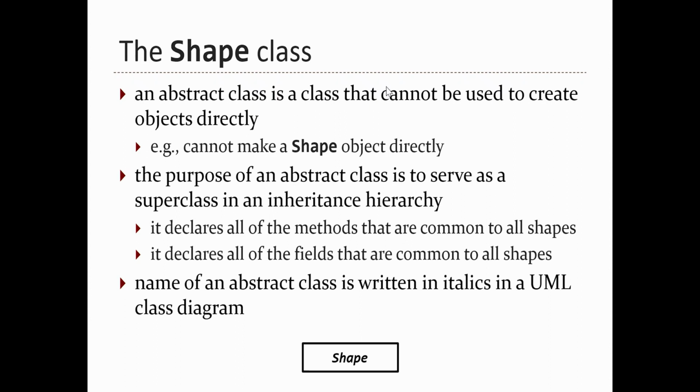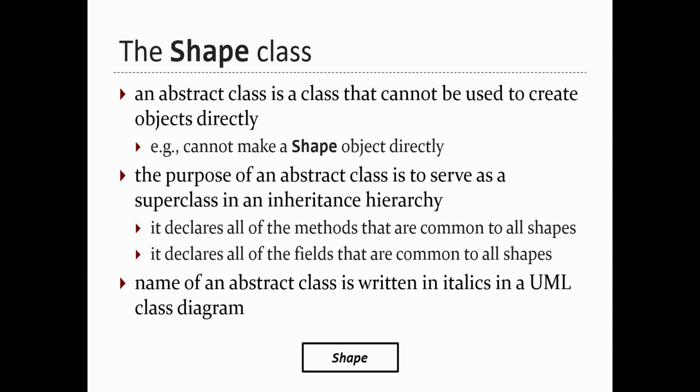An abstract class is a class that you can't use to make objects directly. I'm going to have a class called Shape, but other programmers cannot make Shape objects by writing new Shape. You might think, well, that's weird. Why am I making a class where I can't make objects? The purpose of an abstract class is to serve as a common superclass in an inheritance hierarchy. In other words, I want all of my subclasses to be Shapes, big S Shapes.